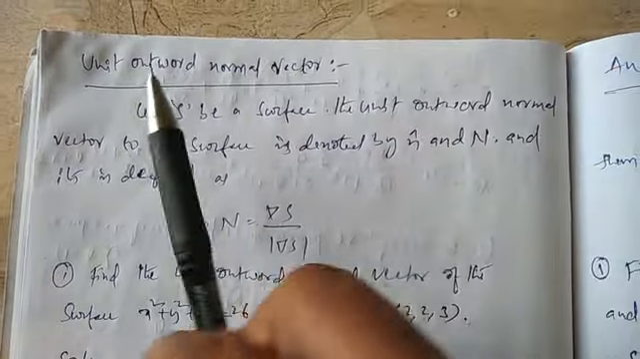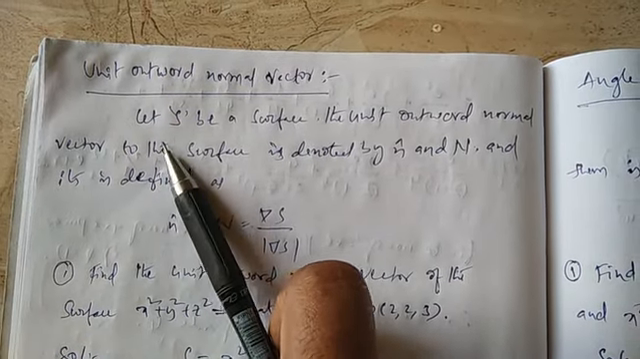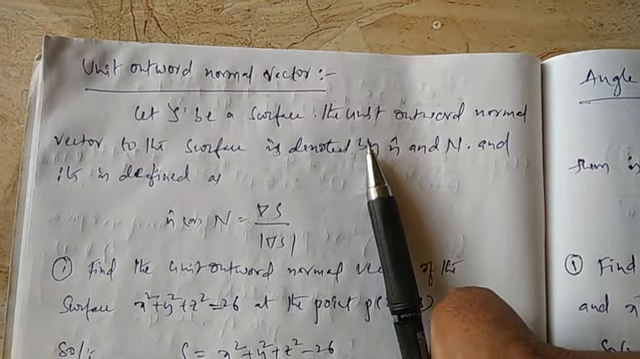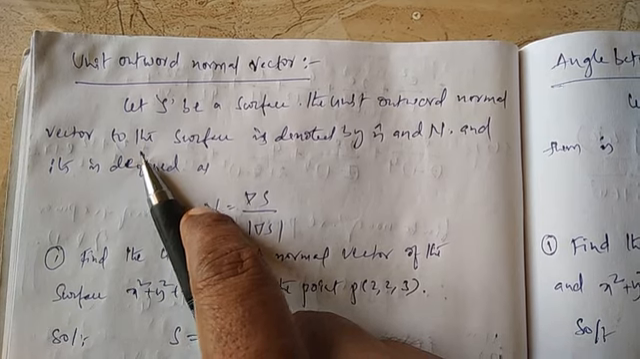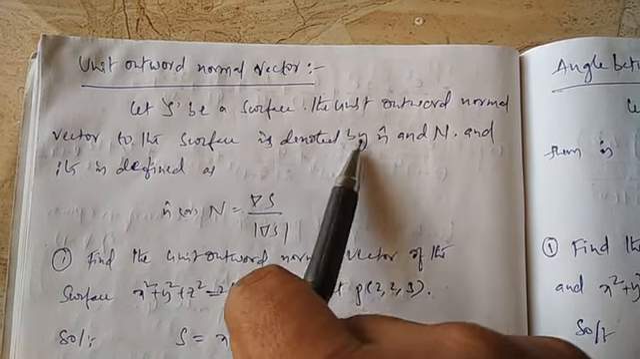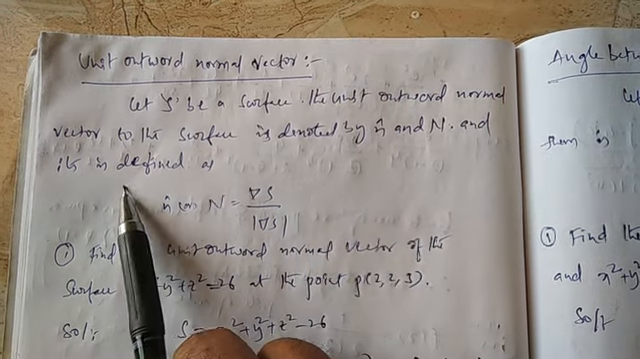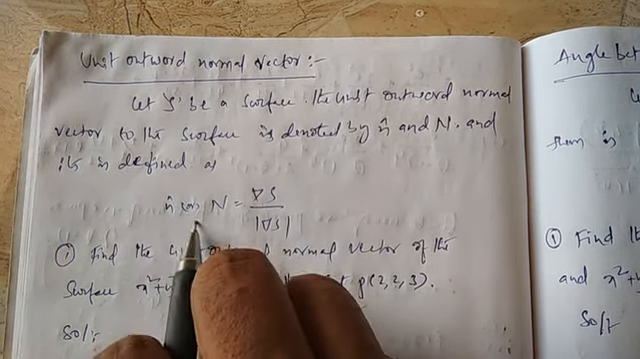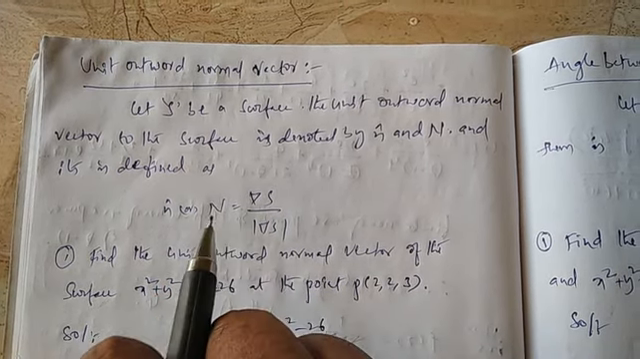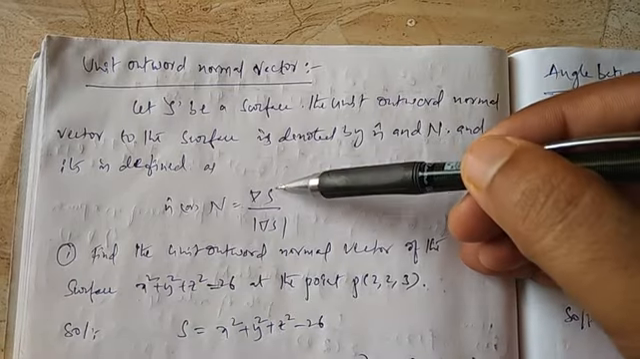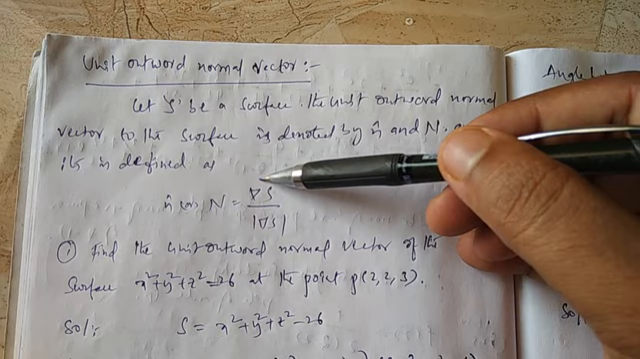Okay. Now let's look at the definition of the unit outward normal. Let S be a surface. The unit outward vector to the surface is denoted by n cap or capital N, and it is defined as n cap equal to del S by mod of del S. Now del S, we know, is known as the gradient of S.